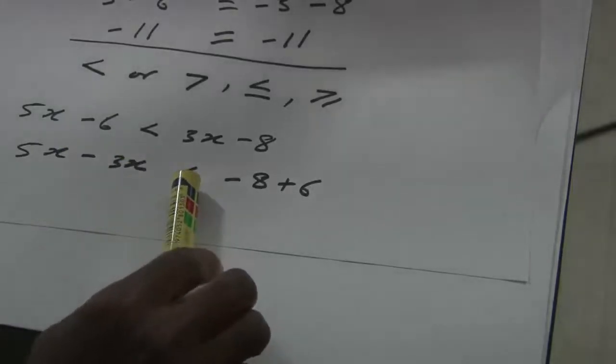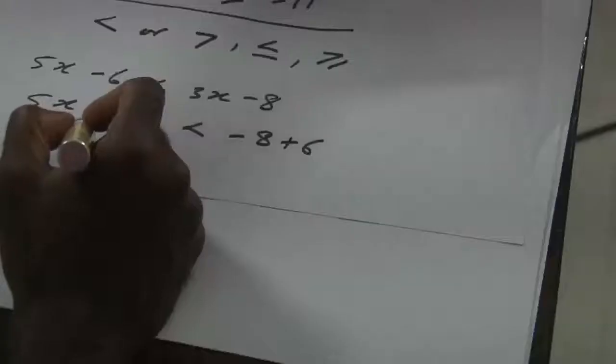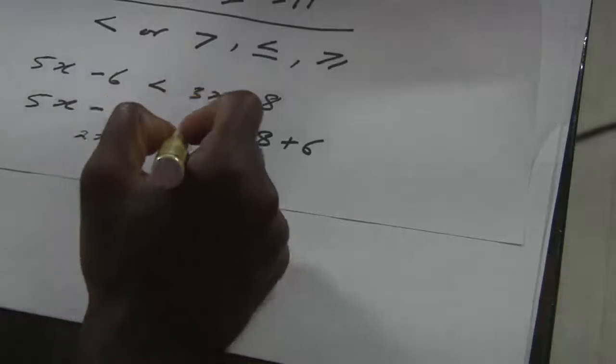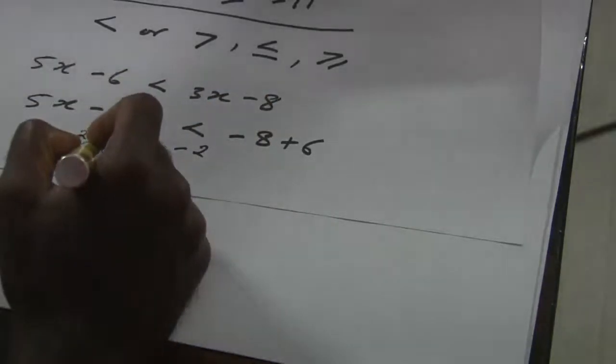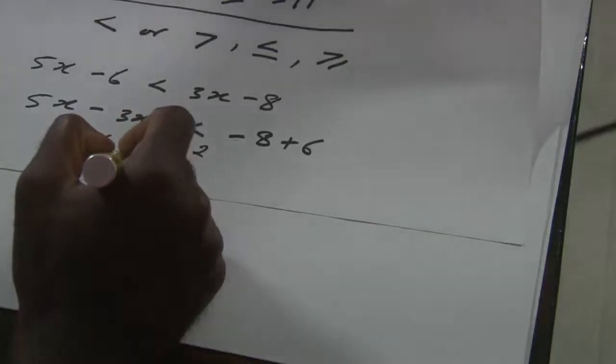plus 6. So the steps are as we did in the previous example for the equation, only the difference is that in this case we have an inequality sign instead of an equal sign. And what we get therefore is that on the left hand side we have 2x less than negative 2, and dividing throughout by 2 we get x is less than negative 1.